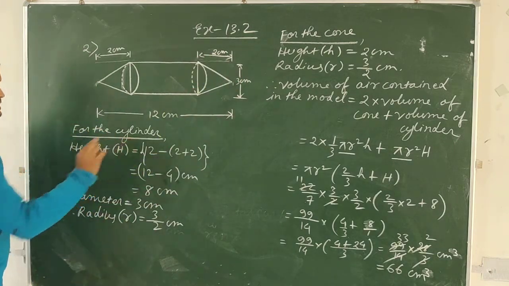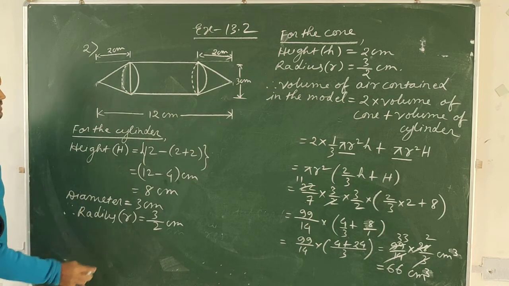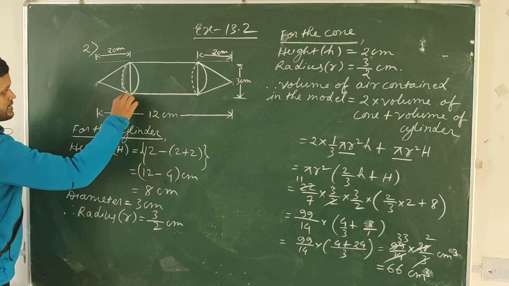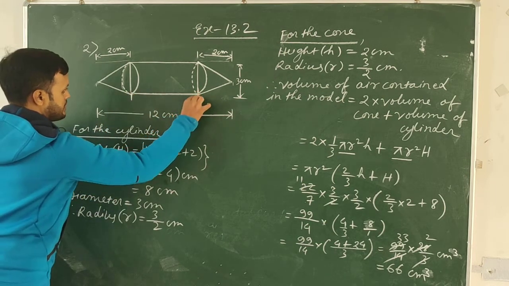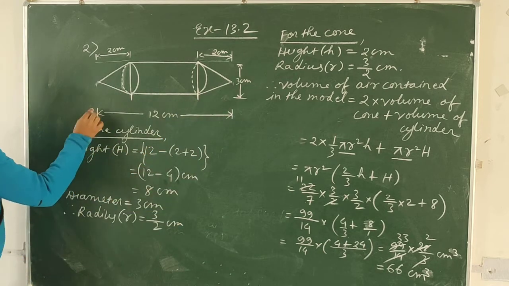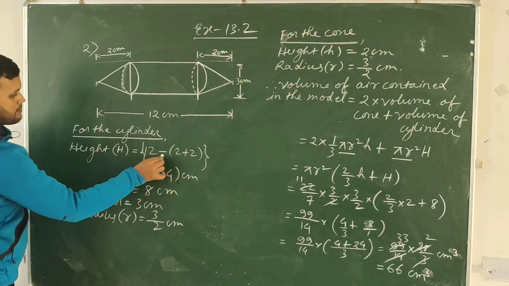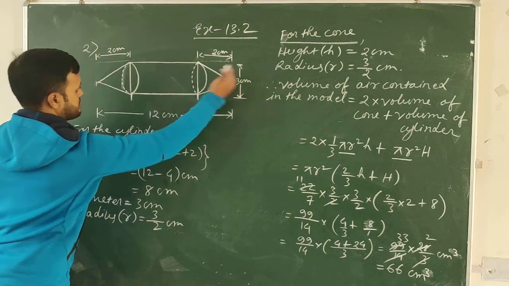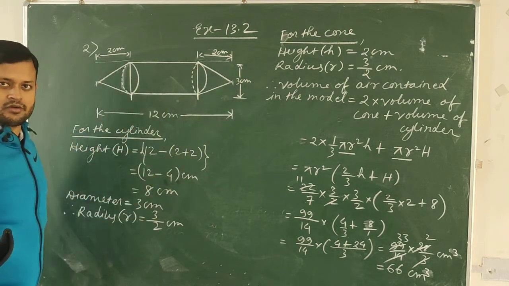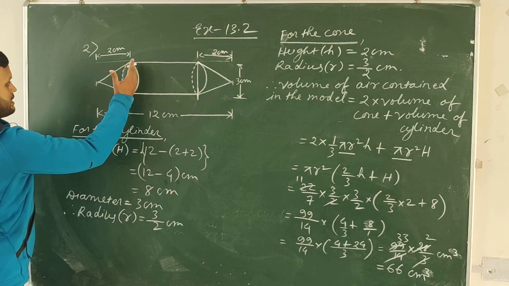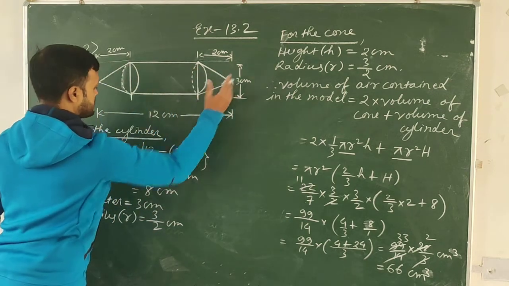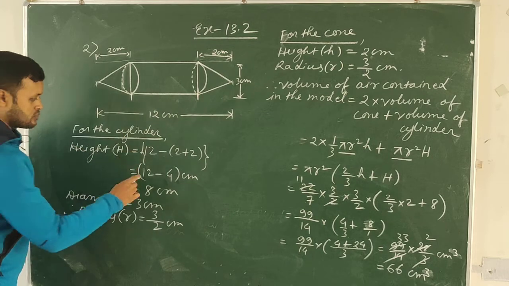Okay. So for the cylinder, let us see what will be the height of the cylinder. Height of the cylinder will be from here to here, isn't it? So what is the total length of the model from this point to this point? It is 12, minus this height and minus this height. So the middle cylinder height we will get. I just added the height of this cone and the height of this cone, and I subtracted from the full length. So 12 minus 4 is how much?